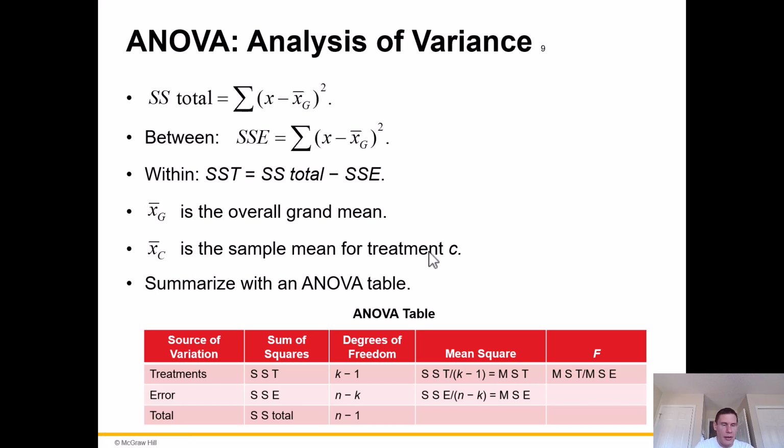And we can summarize this with an ANOVA table. We've got the source of variation: treatment, error, and the total. We've got the sum of squares, as we just talked about: SST, SSE, and SS total. We have our degrees of freedom: k minus 1 for the treatments, n minus k for the error, and n minus 1 for total. Then we can see our mean squares, which is what we just talked about above. And then we have our F. Really, all you need to take away from this is that to calculate F, we basically have MST over MSE.